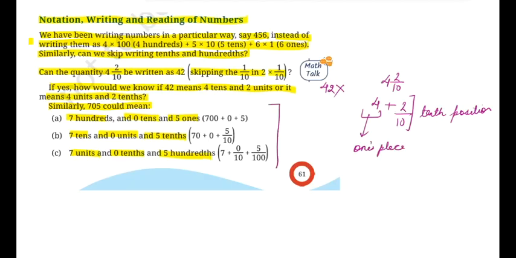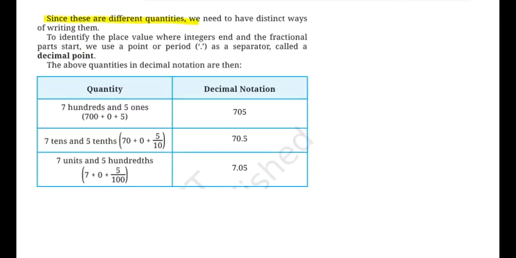All these other representations of 705 are not correct, right? The first one is correct, but we should know what is the method, how do we write the numbers and how do we read the numbers. So let us study about this method. Since there are different quantities, we need to have distinct ways of writing them. To identify the place value where integers end and the fractional parts start, we use a point or a period dot as a separator called a decimal point. So this dot is referred to as a decimal point.